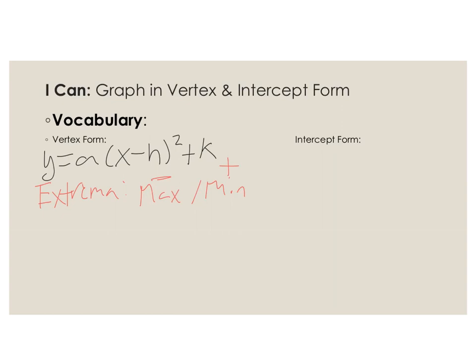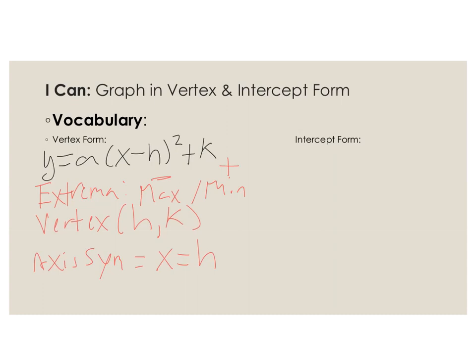Now, from its name, the vertex, you can find the vertex of it. The vertex would be (h, k). If you have the vertex, you also have the axis of symmetry because they share the same x value. So the axis of symmetry is going to be x equals h. We like the vertex form because everything's given to you, no solving needed.